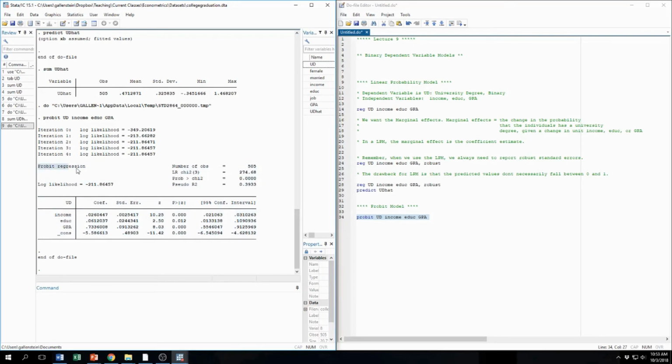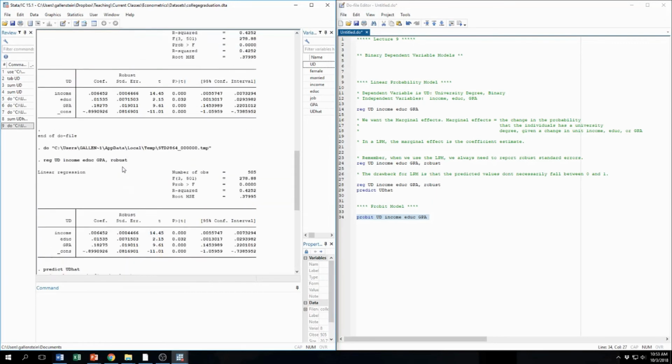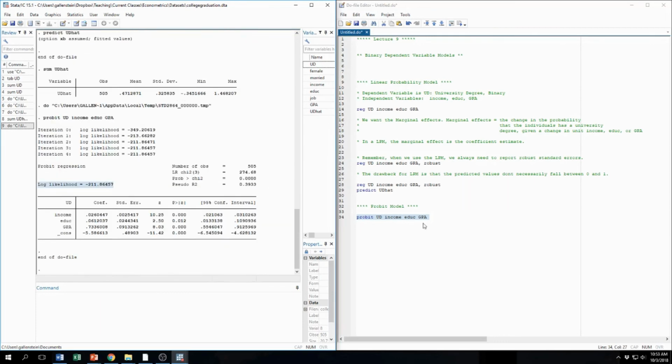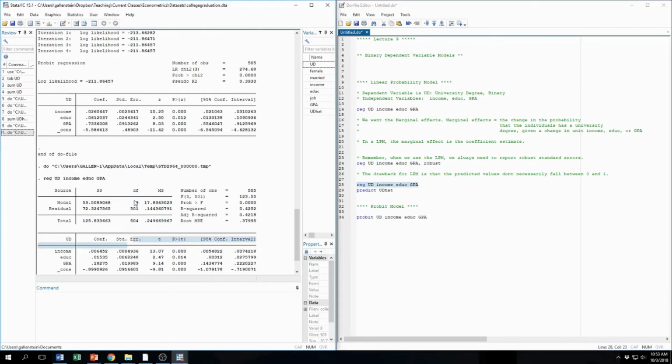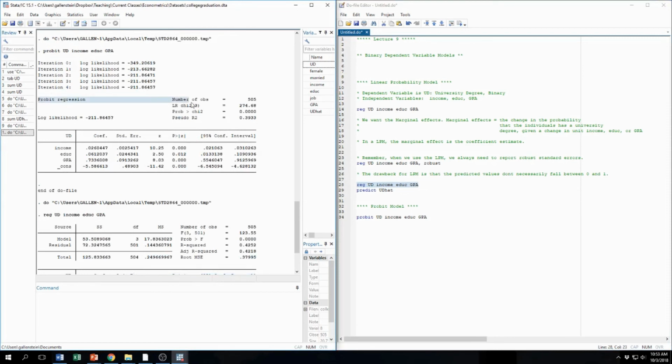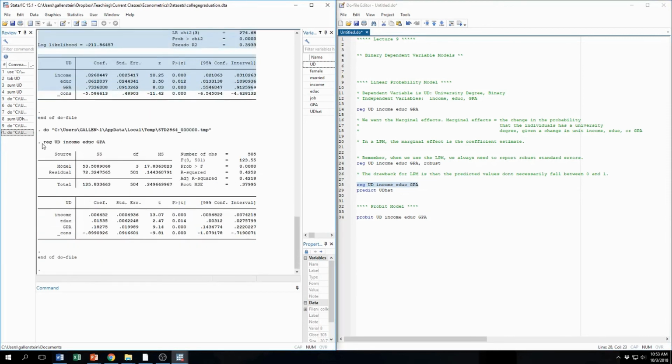So it says Probit regression. It reports the log likelihood instead of... let's just run this right next to it by comparison. We're going to get rid of the robust. So now we're going to compare them. We've got Probit regression, and then here we have our linear regression.